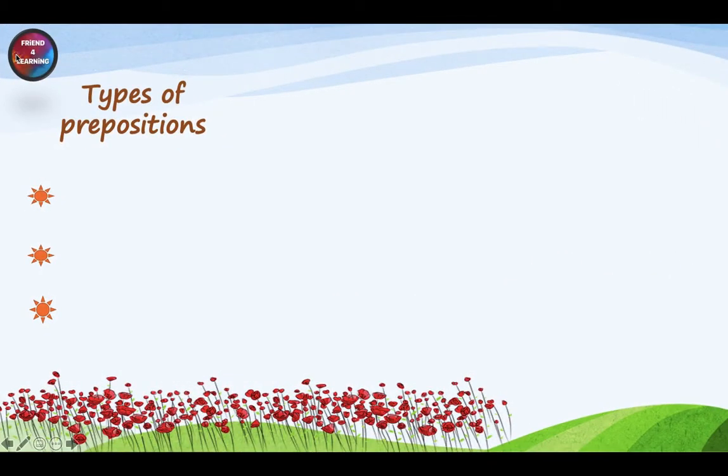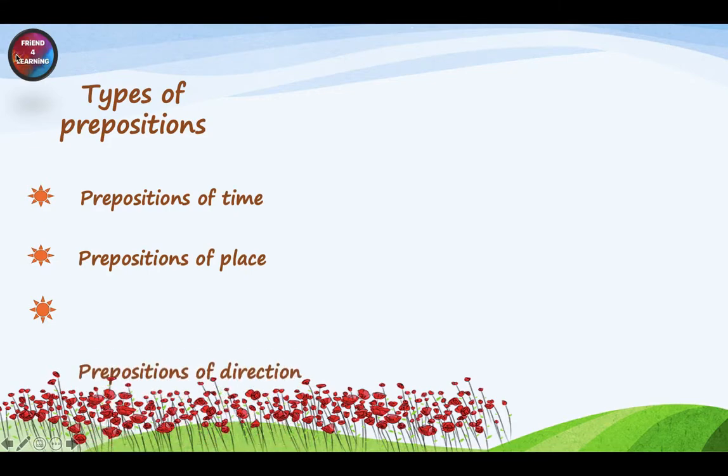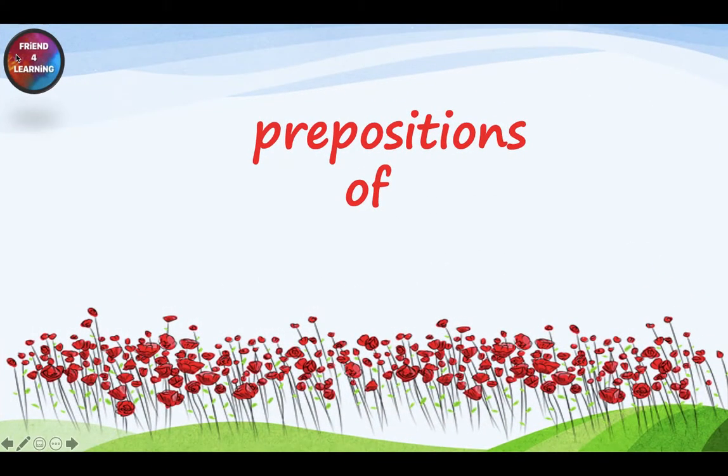Now let's have a look at types of prepositions. That is preposition of time, preposition of place, and preposition of direction. But in today's lesson, we will be dealing only with prepositions of time.